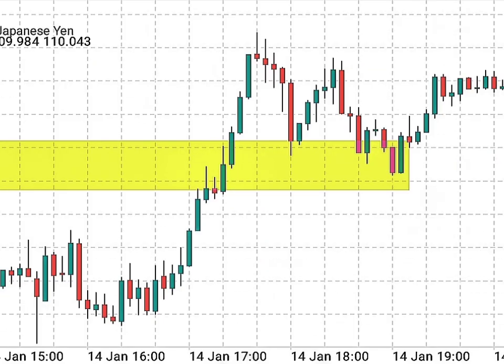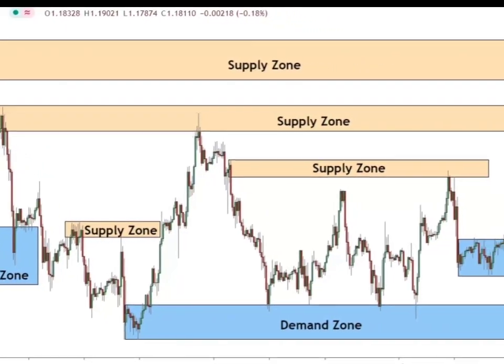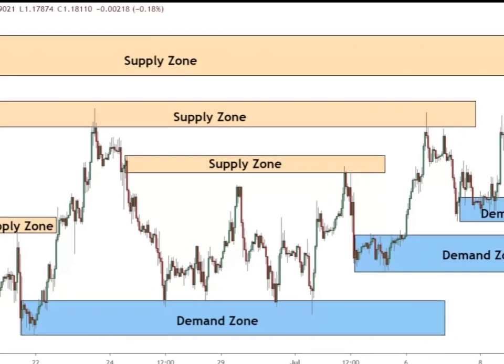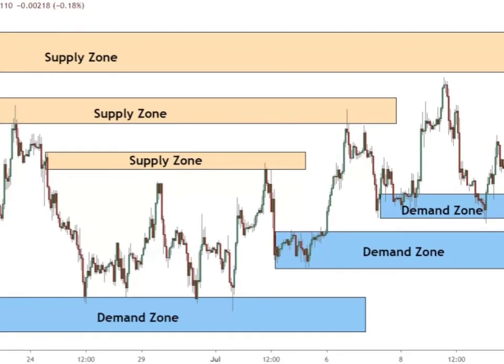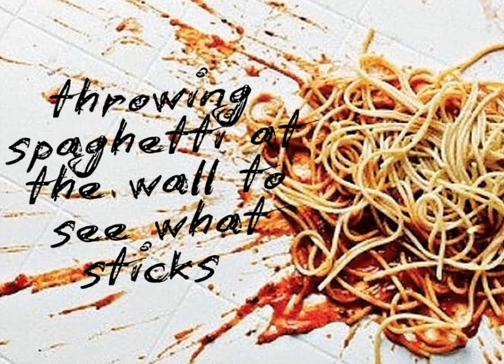But here's the thing: supply and demand zones are like that friend who gives you vague advice. They're broad areas where price might react because there was strong rejection in the past, like a rally-based drop. It's useful, but sometimes it feels like throwing spaghetti at the wall to see what sticks.